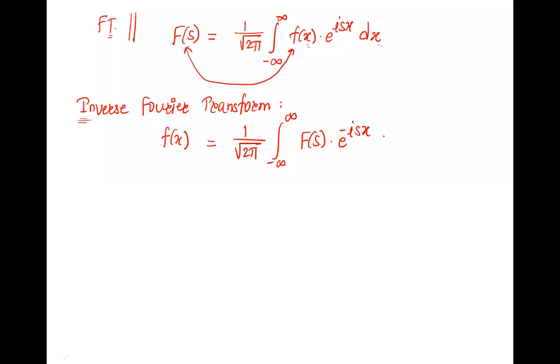And with respect to what should it be? ds. As the function is of variable S, it should be with respect to S. So converting back to the original domain X, we should always integrate with respect to S. It was originally in S, so to take it back, you should integrate with S. And in the Fourier transform, the function is in X, so you should always integrate with X. Write the definition properly.